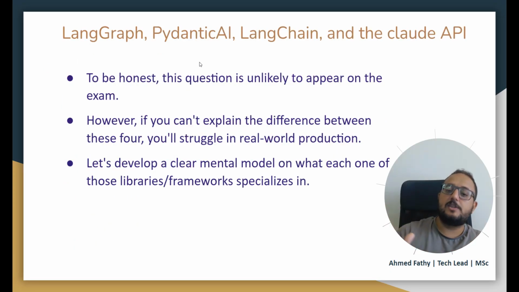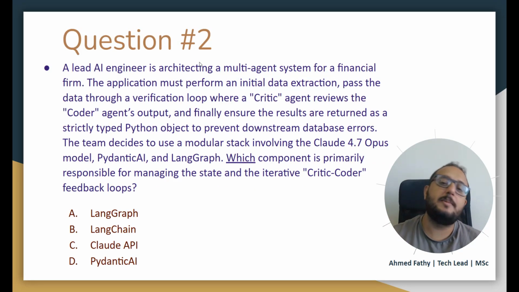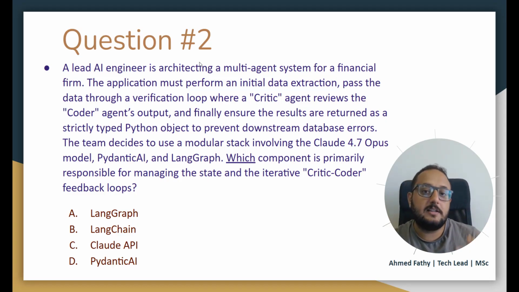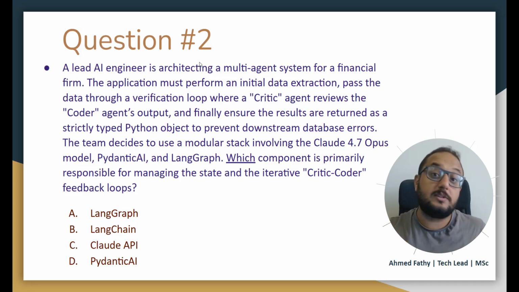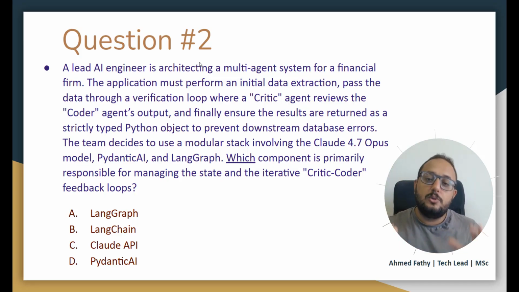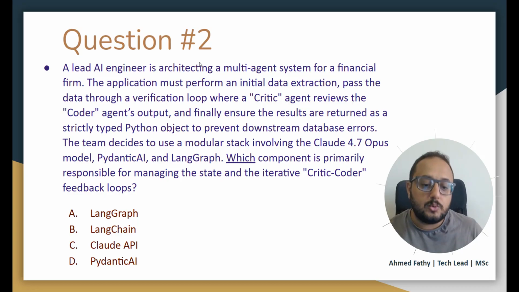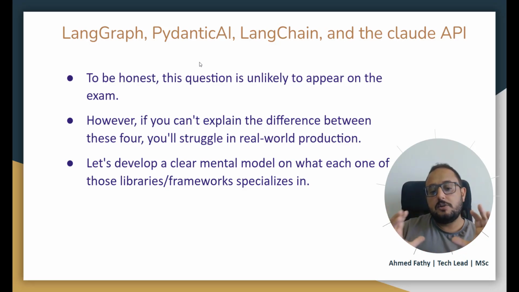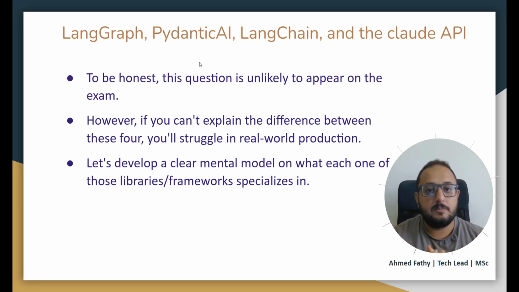Okay, so to be honest, this question is unlikely to appear in the exam. The exam is focused on Anthropic. It doesn't really care about LangGraph, LangChain, and PydanticAI. However, I think you need to understand those different philosophies or those different libraries in order to do proper workflows. Because in your job or in your workflow, you actually need to choose which of those to use, okay? So if you can't explain the difference between those four, you will struggle in a real world production scenario. So let's try to develop a simple but clear mental model on what each of those libraries and frameworks specialize in.